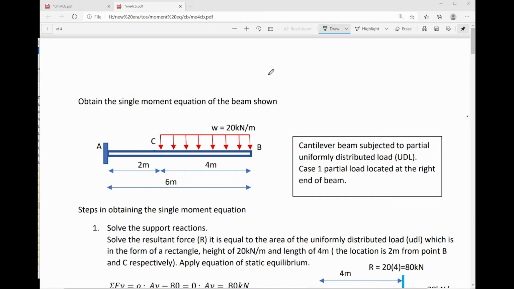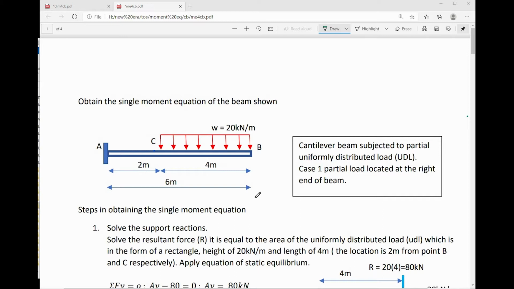The first step is to solve the support reactions. Second step is to select a reference point where we will obtain the single moment equation. The third step is to pass a cutting plane on the segment which is located farthest from our selected reference point. On the fourth step, we will obtain the single moment equation using the left part of the cutting plane as our free body diagram. Then finally, we can graph the bending moment diagram of the beam using the single moment equation that we obtained.